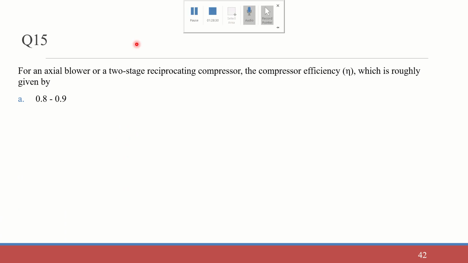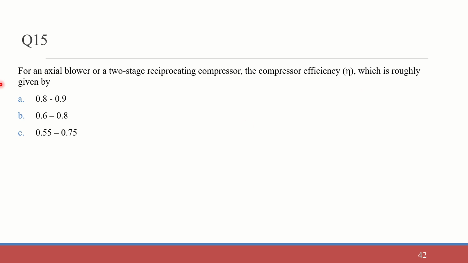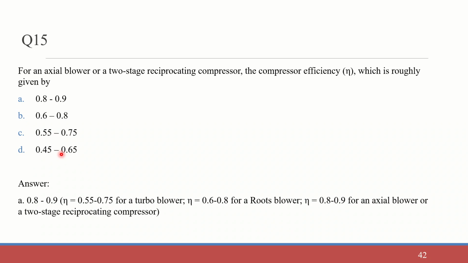For an axial blower or a two-stage reciprocating compressor, compressor efficiency is roughly given by 0.8 to 0.9, 0.6 to 0.8, 0.55 to 0.75, option D 0.45 to 0.65. The answer is 0.8 to 0.9. Option A is the right answer.